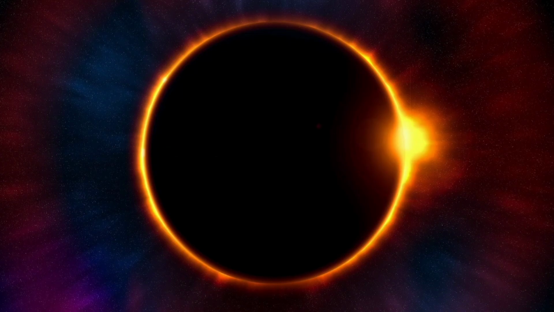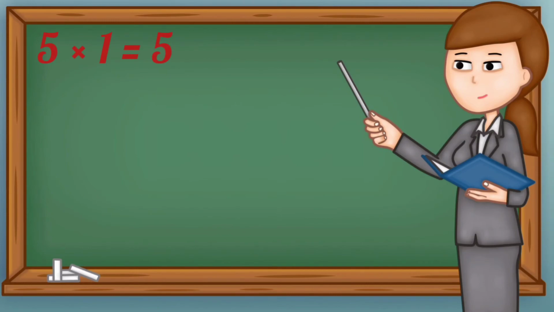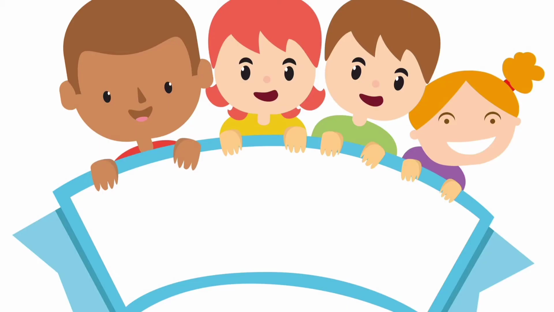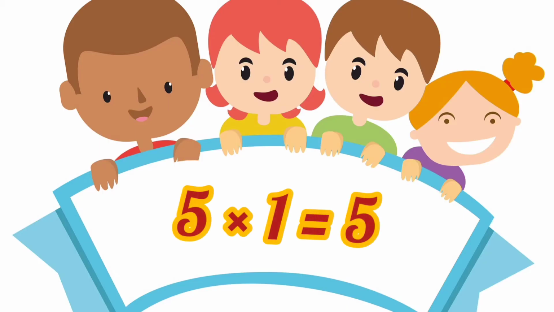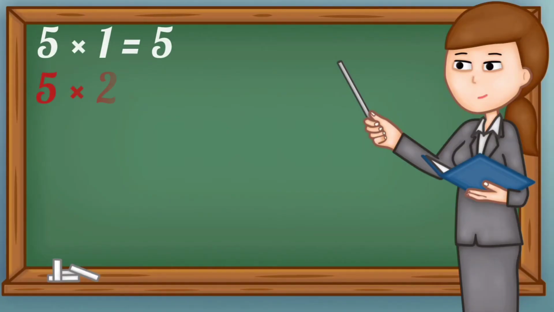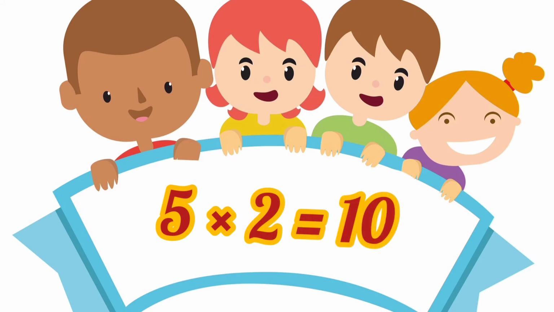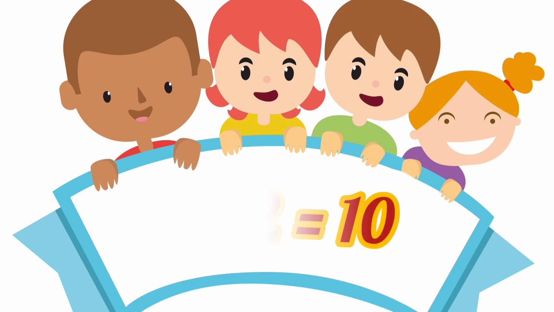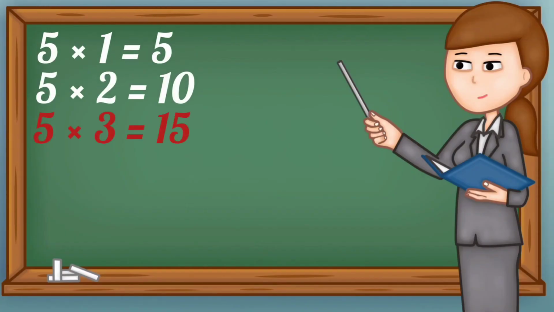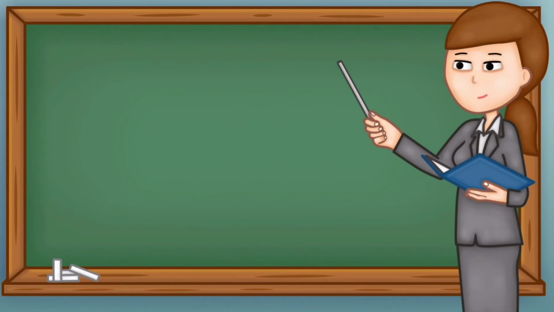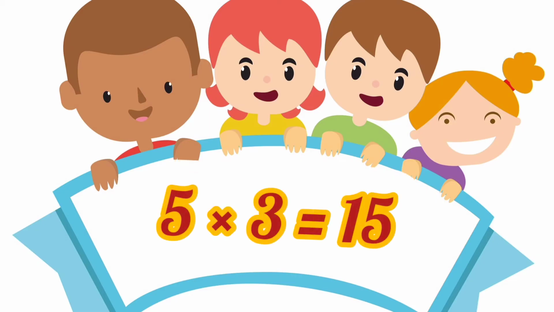Table of 5. 5 ones are 5. 5 1s are 5. 5 twos are 10. 5 2s are 10. 5 threes are 15. 5 3s are 15.